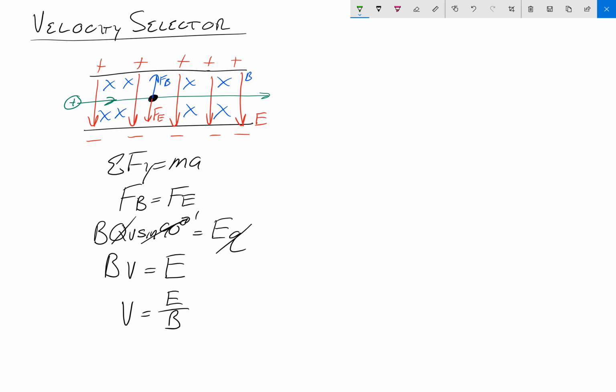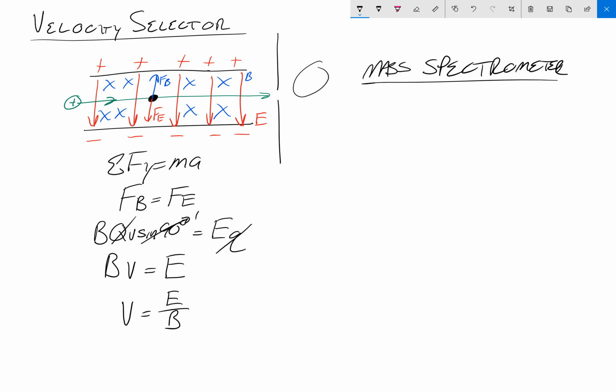So afterwards, this particle is going to enter something called a mass spectrometer. Basically, at the end of this area, there's a small opening which leads into another area over here. So I'm going to draw that down here because it'll give me more space.